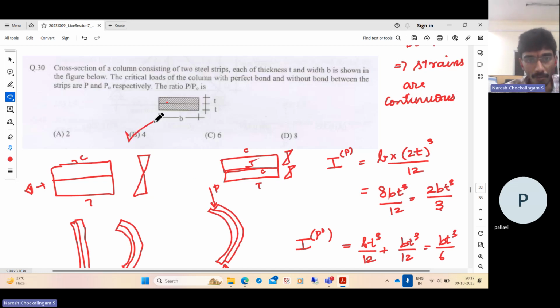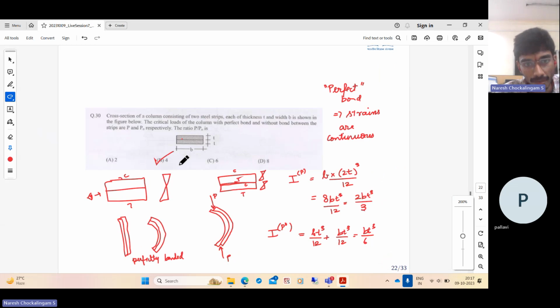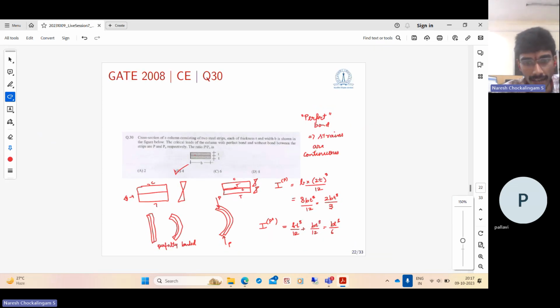So note that if you have proper shear transfer, the column is 4 times as strong as if you allow slip between the two pieces. So that is what it is.